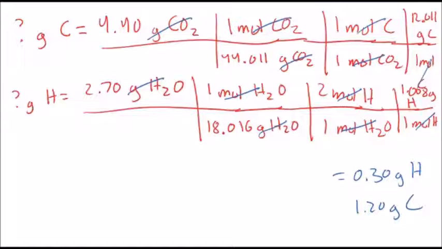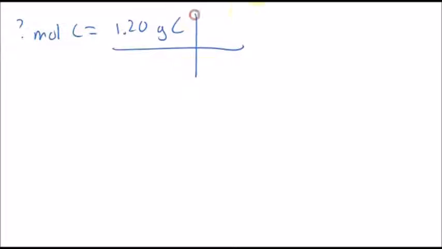We already know how to find the empirical formula. So what we're going to do is we have grams of both. We're going to have to convert this back to moles. Okay, so let's go ahead and do that. So moles of carbon is what we're looking for, and we have 1.20 grams of carbon. And we know from the periodic table that 1 mole of carbon is going to have a mass of 12.011 grams. Grams of carbon cancels out with grams of carbon.